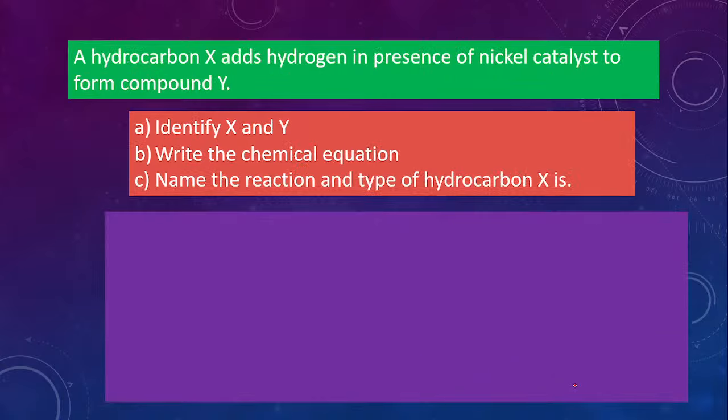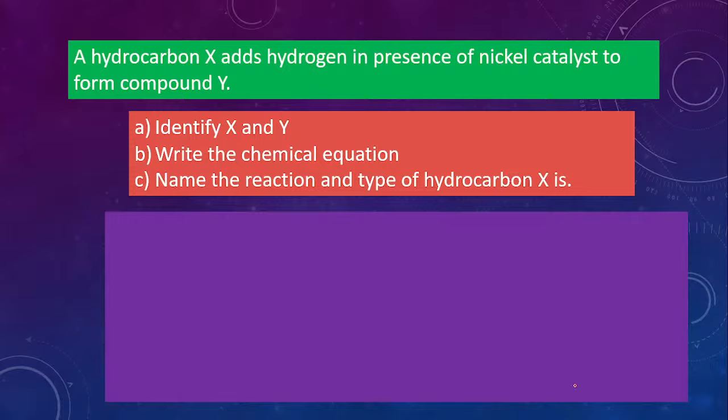Okay, let's do the next one. A hydrocarbon X adds hydrogen in presence of nickel catalyst to form compound Y. So there is a hydrocarbon to which we add hydrogen in presence of nickel catalyst. I hope you remember the reaction in which a catalyst is used and hydrogen is added. You have to identify X and the compound formed after adding hydrogen in presence of nickel catalyst. What is X, what is Y? Give the chemical equation, the name of the reaction, and what type of hydrocarbon X is.